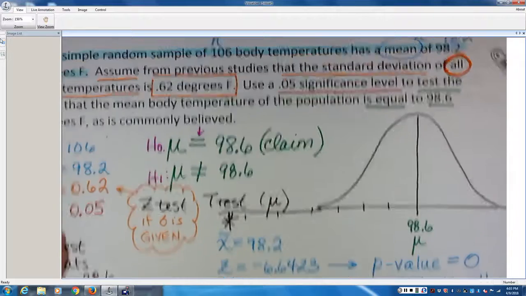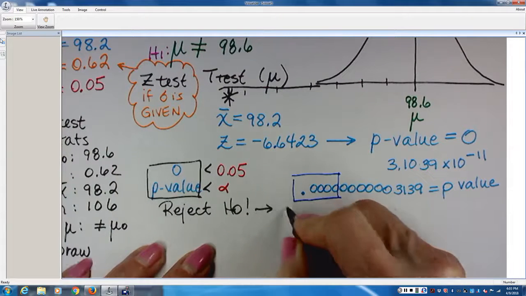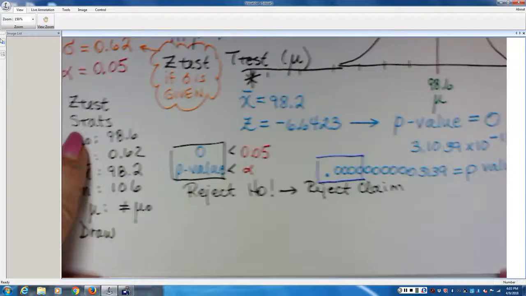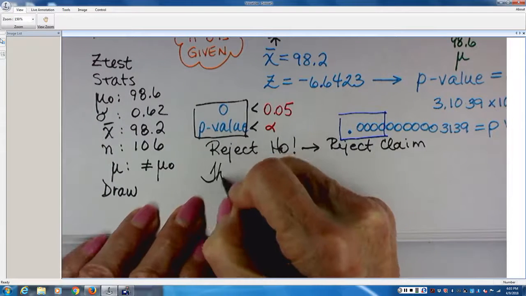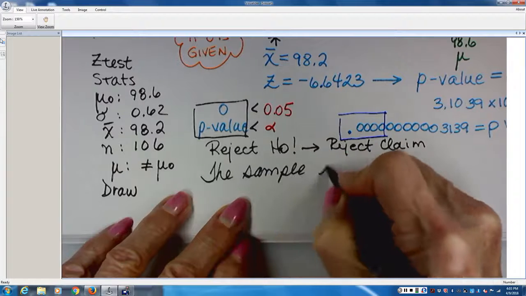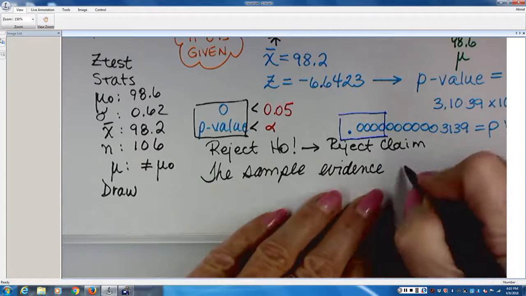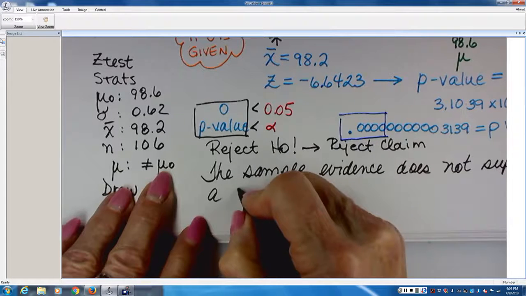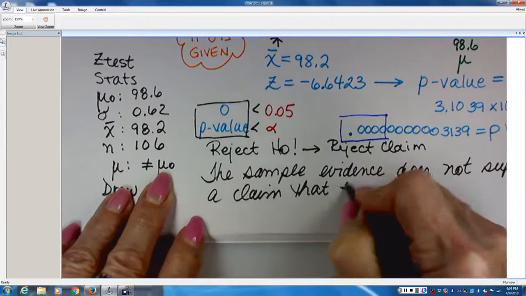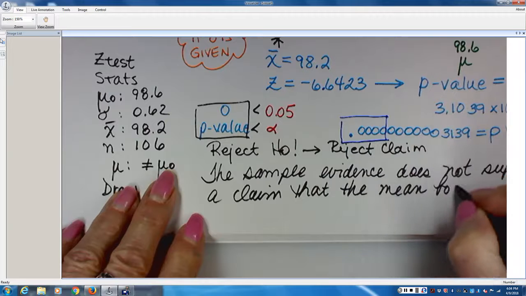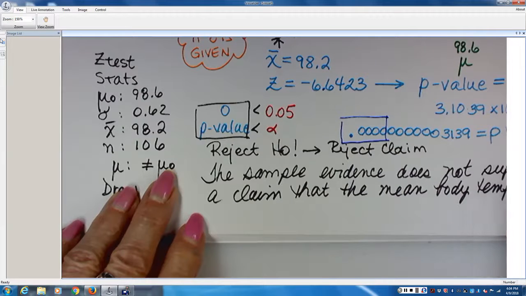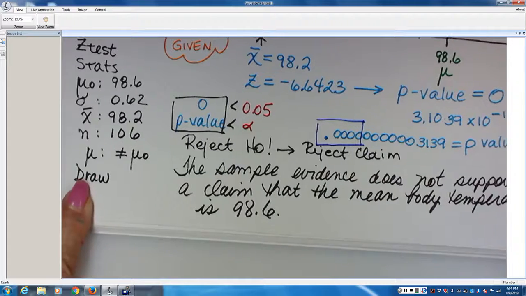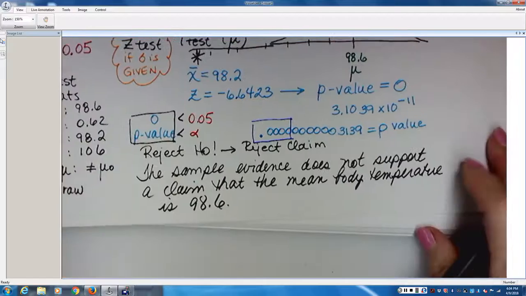So we reject H0, which means we reject the claim, because the claim is H0. And if we reject the claim, then our conclusion is going to be written: the sample evidence does not support a claim that the mean body temperature is 98.6. And that's really all you need to say.